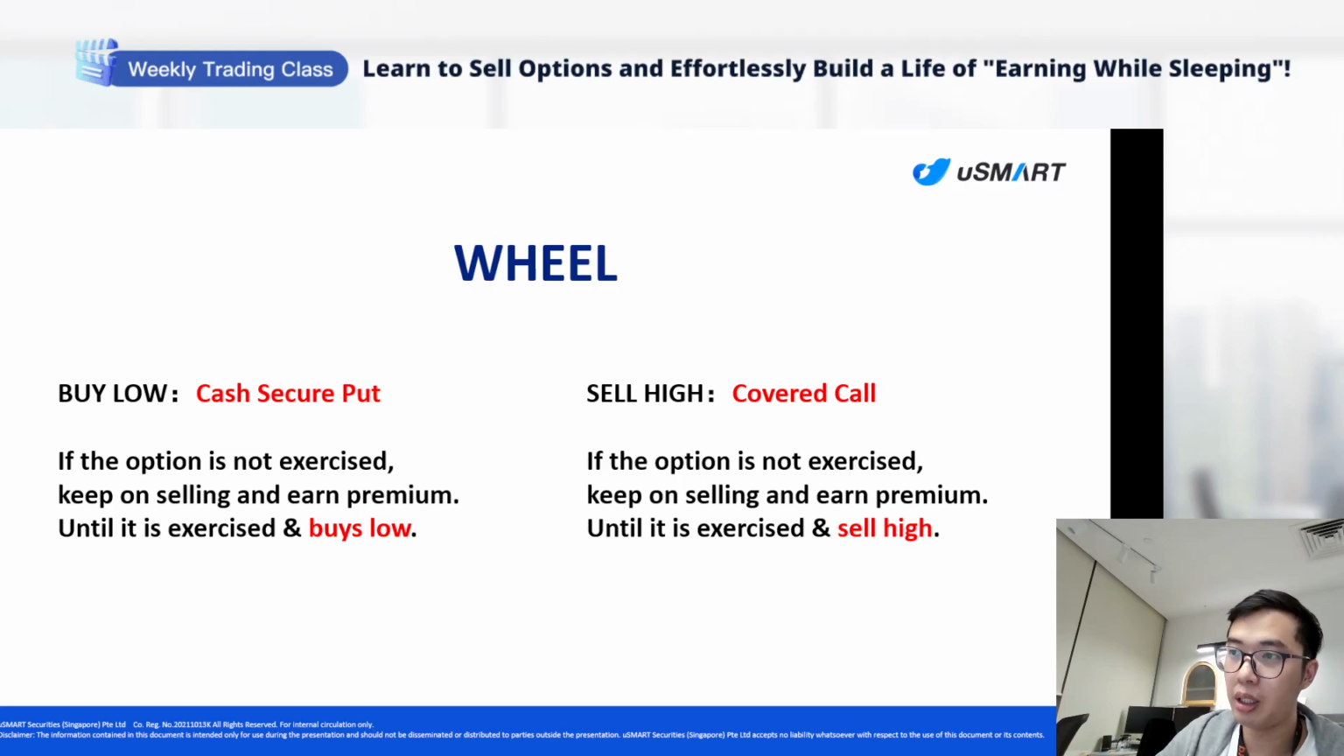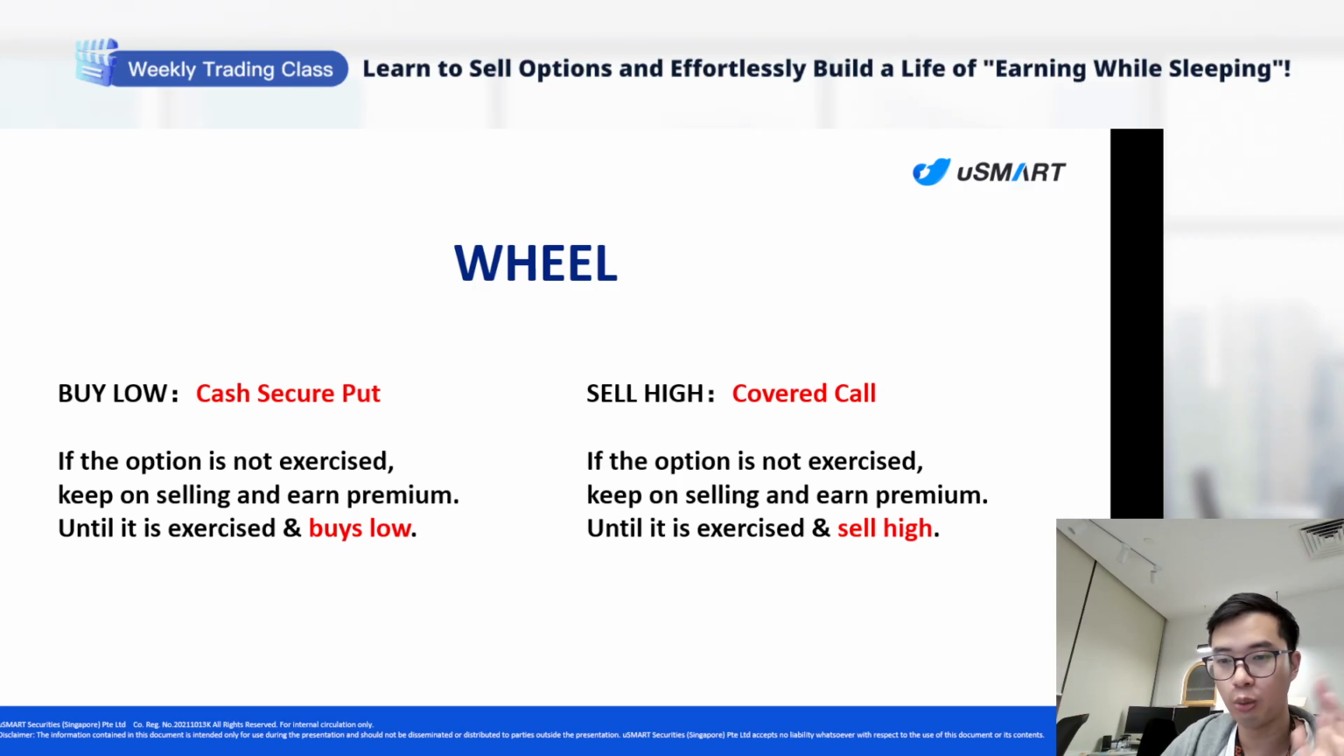We can keep repeating until it touches our buy line. Let's say you want to buy at $200. You can sell puts for 1 month. If after it expires it still didn't hit your buy limit, you can sell another put after 1 month, and keep going until it hits your buy limit.